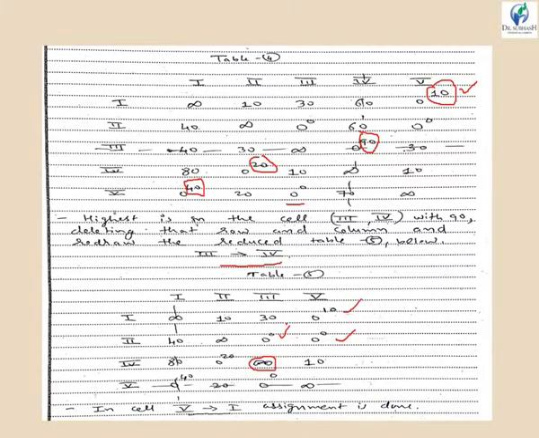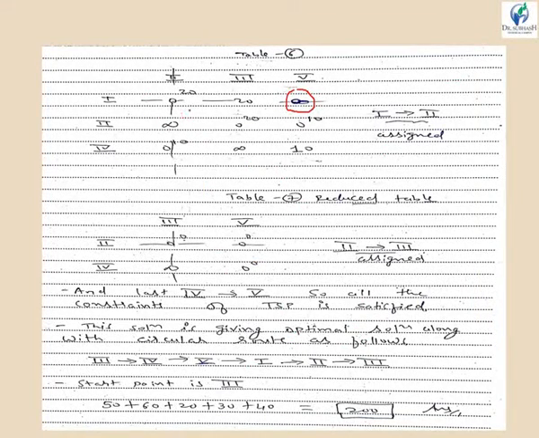The first thing you must keep in mind is that using the penalty method, each row and each column must have a single zero. To obtain that, subtract 10 from itself and 10 from 30, so it becomes 20. So the reduced table will be 0, 20 and infinite. This is infinite. All the other values are as they are.